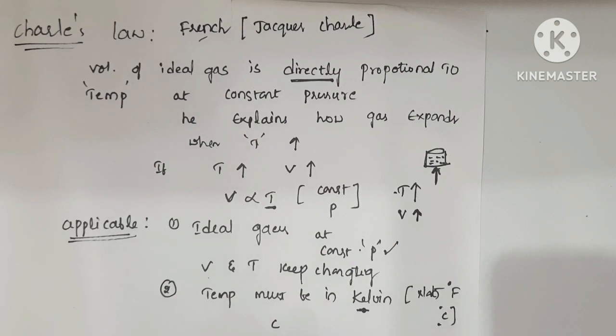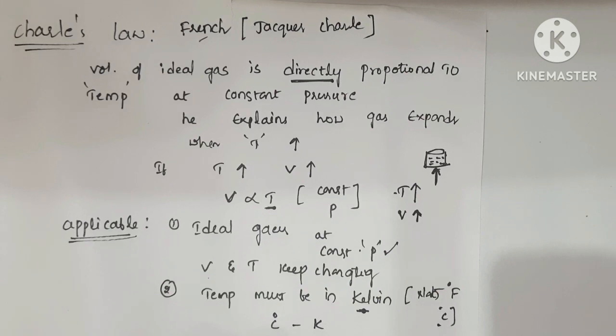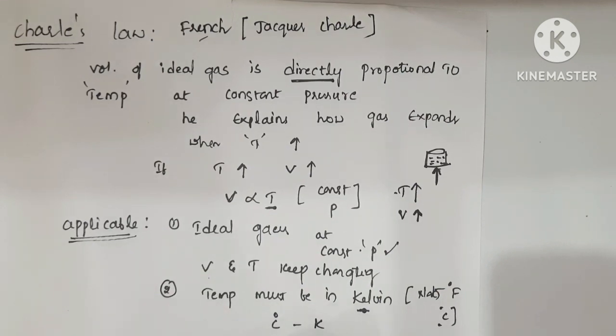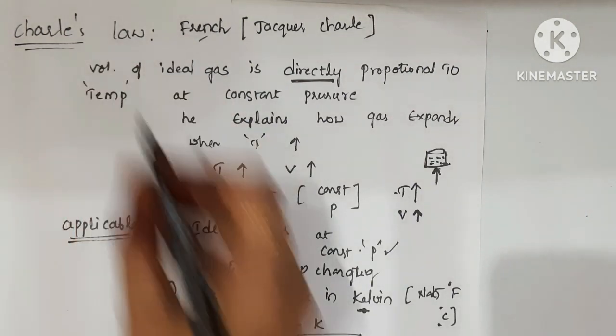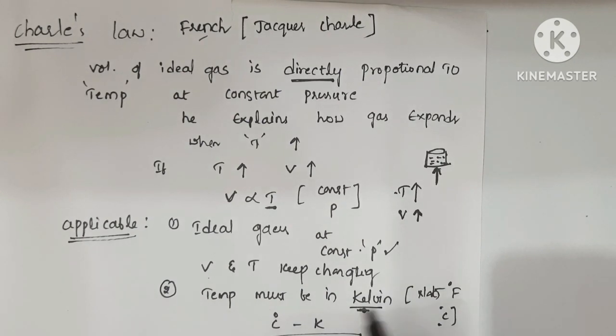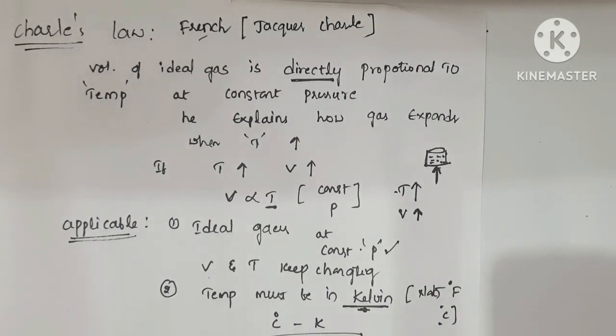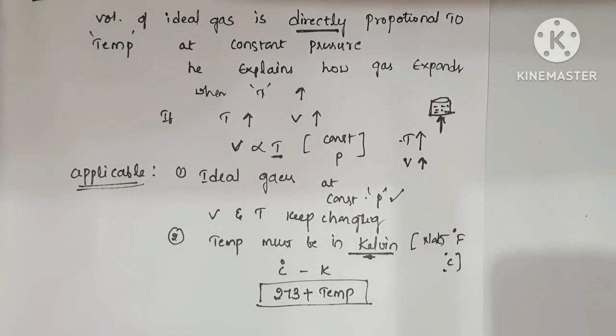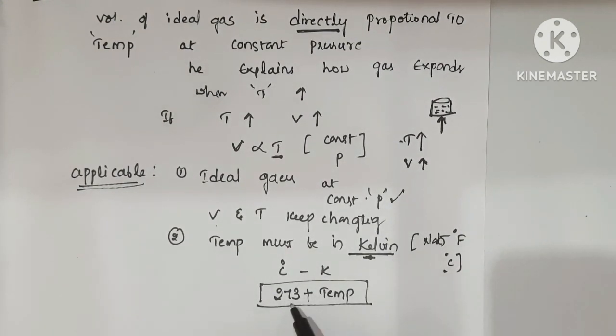Like we have to convert Celsius to Kelvin. What we have to do is add 273 to the temperature. Using this formula, we can convert the temperature from Celsius to Kelvin. But in Charles's law, the temperature must be in Kelvins only, right? So we have to convert the temperature by using this formula.